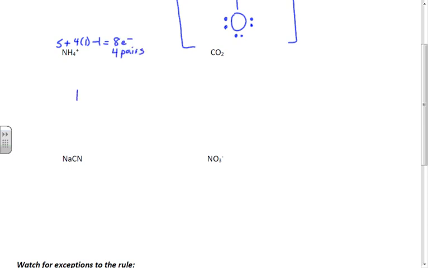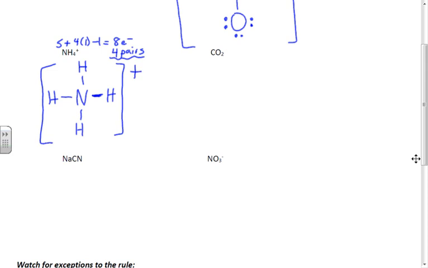We have our central nitrogen with 4 hydrogens attached to it. We already have 4 pairs of electrons on the page, which is what we wanted. We cannot put any extra electrons around hydrogen because it's in group 1A. It can only have the 1 pair attached to it. So as soon as we put this in brackets and show that it has a charge, then it's good to go.